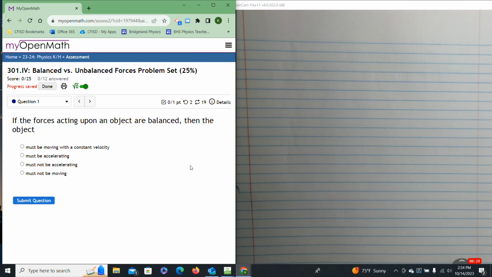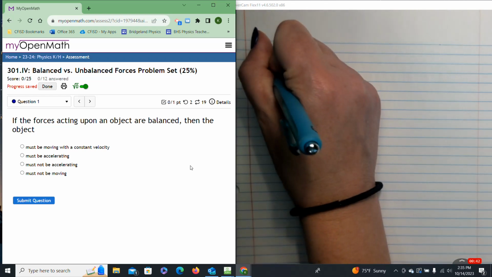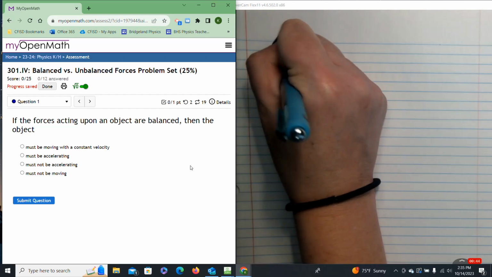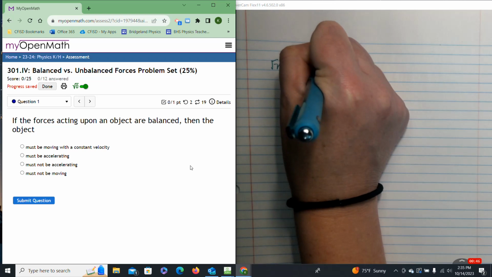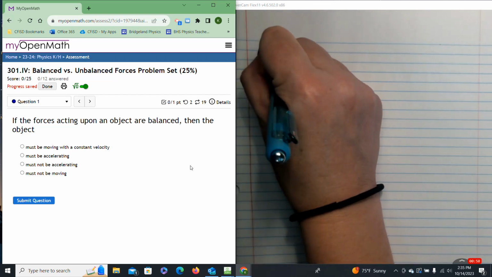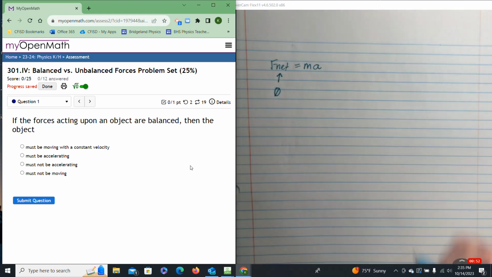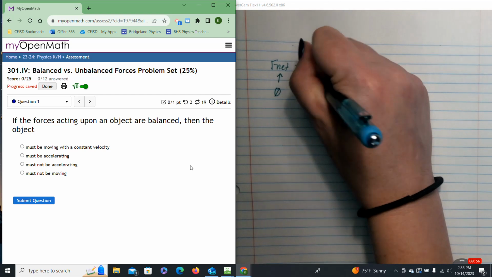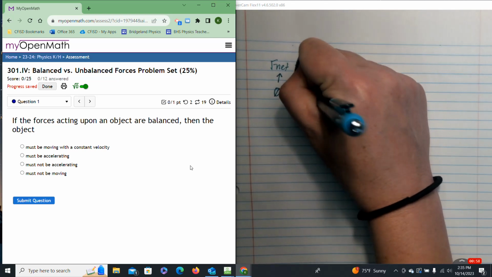Okay, when the forces on an object are balanced, that means that they all cancel out, or maybe there aren't any there in one direction and they cancel out just in the other. But regardless, according to Newton's second law, which again states F net equals m times a, if you have those balanced forces, that means your net force is 0. And if your net force is 0, then mathematically your acceleration will also have to be 0.